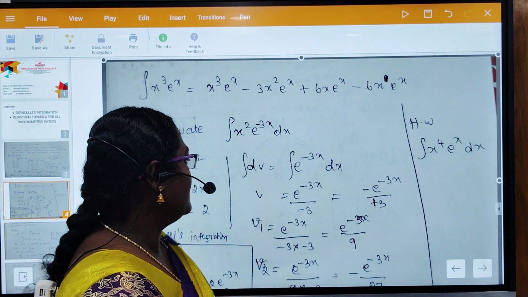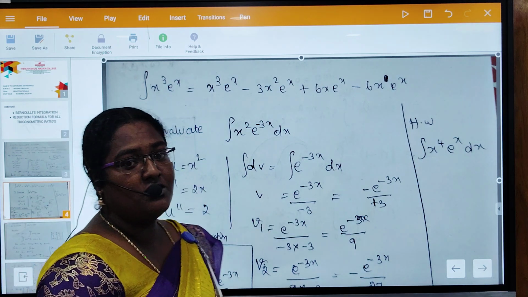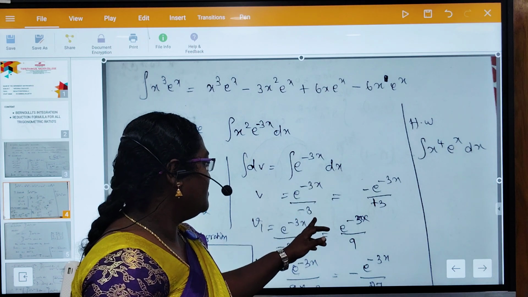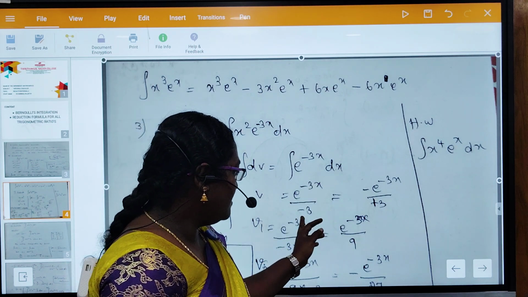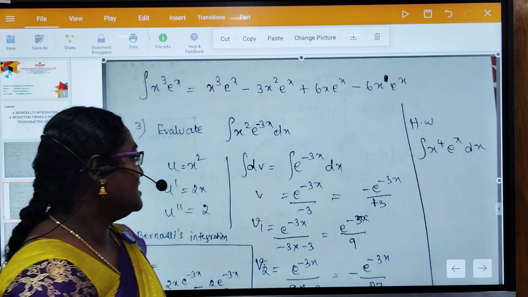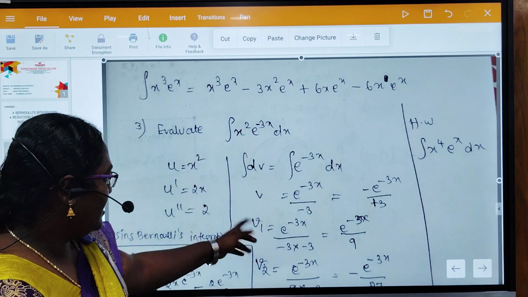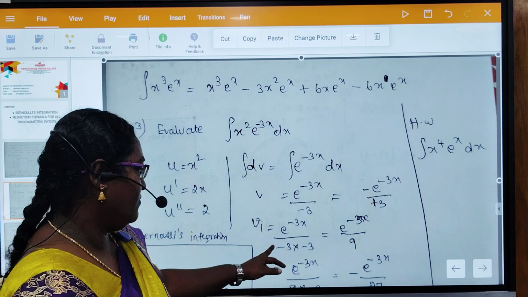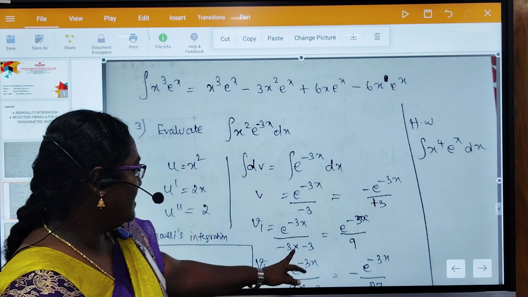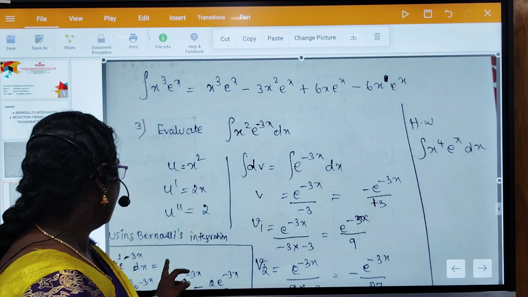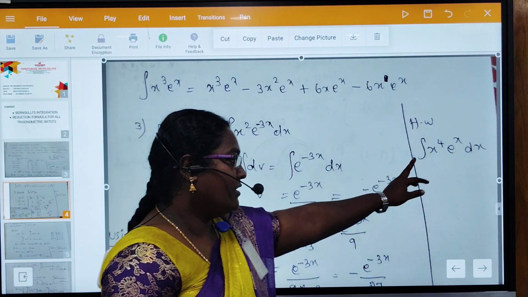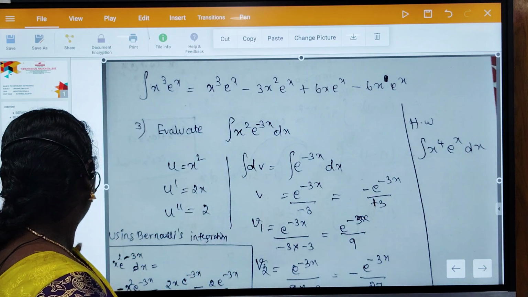So we are integrating this again using the same formula. Integration of e power ax is e power ax by a. So it is e power minus 3x by minus 3. There is no need to keep the negative sign in the denominator, so we are taking it off. So it is minus e power minus 3x by plus 3. Again we are integrating it using the same formula. It is e power minus 3x by minus 3 into minus 3. It becomes 9 in v2, and we are substituting in the Bernoulli's formula. And this problem you can try as homework. Okay. And the next one.